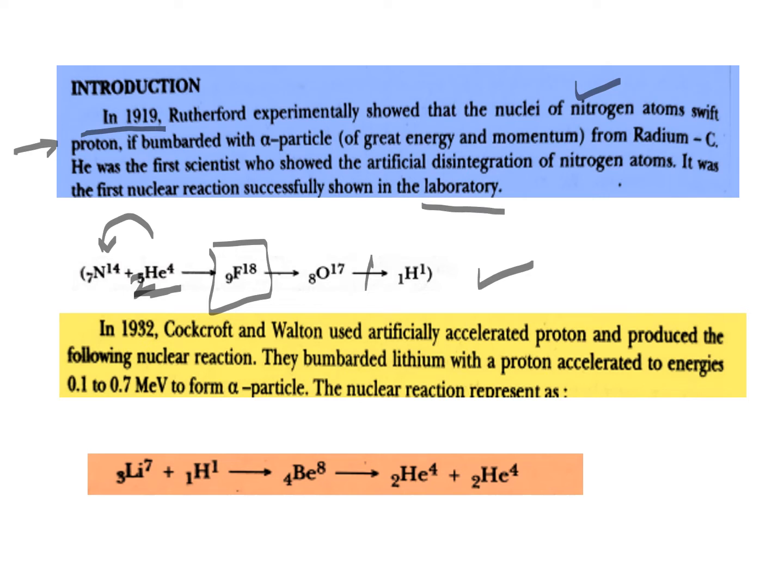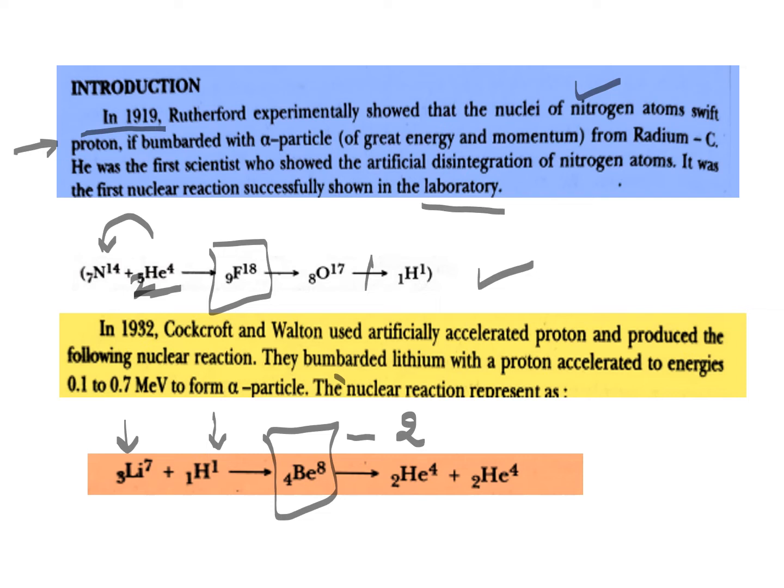In 1932, Cockcroft and Walton used an artificially accelerated proton. This proton is accelerated with the help of high external energy and bombarded on the lithium nucleus. Due to the interaction of the proton and lithium, it becomes a new nucleus, beryllium, which is again unstable, and after the breakdown of this beryllium, we get two separate alpha particles.